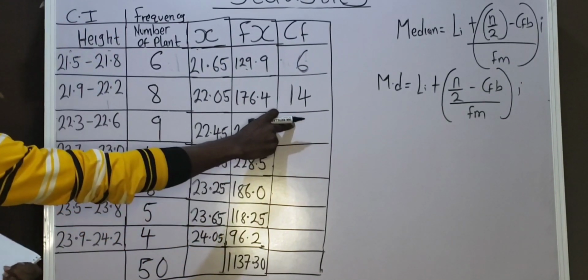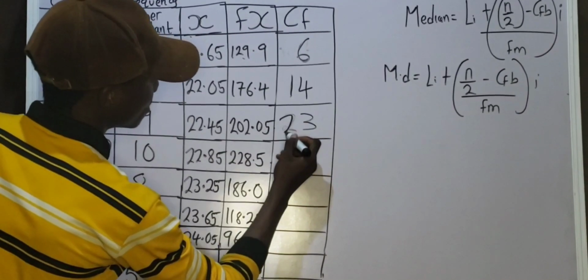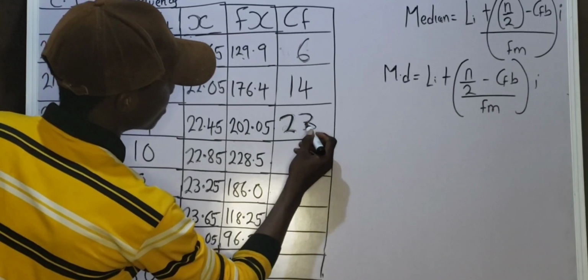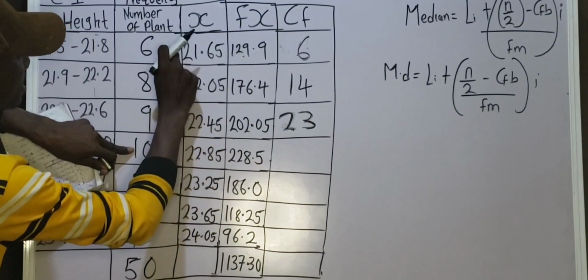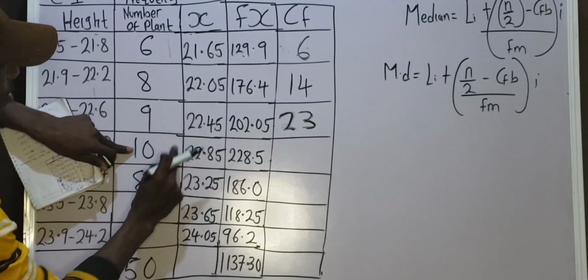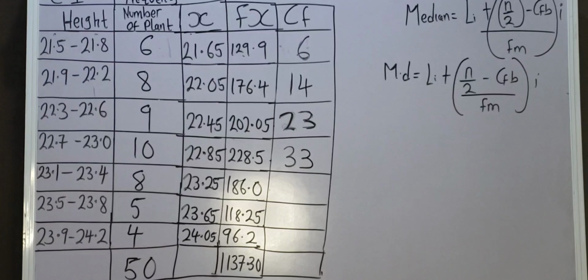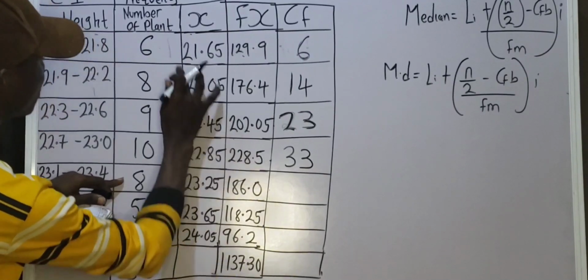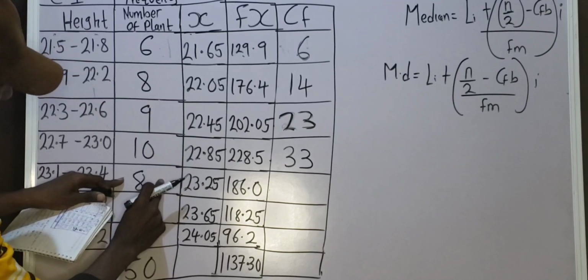So if you add 6 plus 8 plus 9, we are going to get 23. You understand? So for this, I'm going to have 23. Okay? So for these cells, the cumulative frequency will be 6 plus 8 plus 9 plus 10. That will be 33. Do you understand? So the cumulative frequency of these cells will be 6 plus 8 plus 9 plus 10 plus 8. That will be 41.